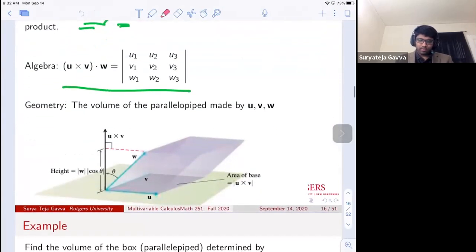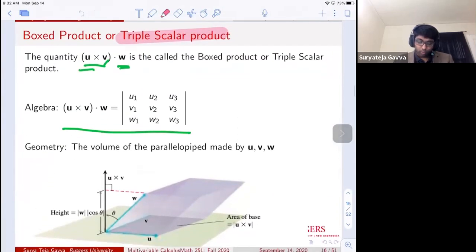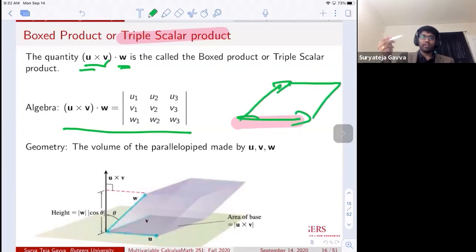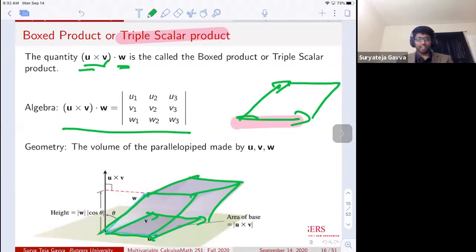Okay. So why do we care about this box product? Somehow the box product gives you the volume spanned by these three vectors. Any three vectors will form the shape of a parallelepiped, just like two vectors form a parallelogram. If you take three vectors, you get a box shape. They form like a cube, but not exactly a cube. It's a distorted kind of cube.